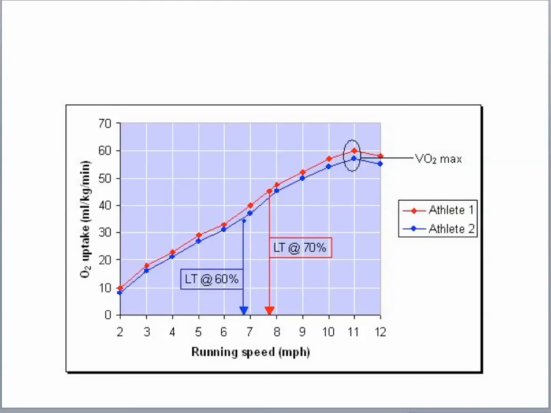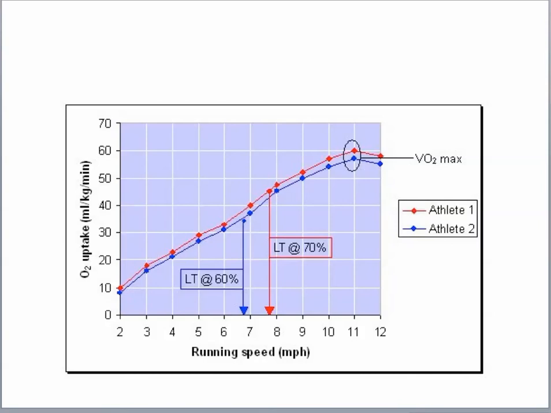Okay, so in this example we're going to look at 2 athletes, athlete 1 in red and athlete 2 in blue. We're going to say that they both have the same VO2 max, except that athlete 1's lactate threshold occurs at 70% of his VO2 max, which allows him to run at a speed of around, we'll say 7.7 miles an hour. Athlete 2 has a lactate threshold that's lower, 60% of his VO2 max, and because of that he can only run at 6.7 miles an hour.